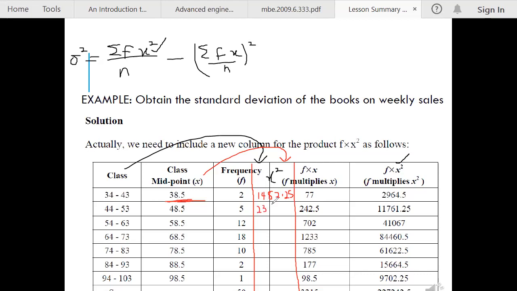2352.25. Okay, next one. 3422.25. Yes, sir. Next one. 4692.25. Next one. 6162.25.